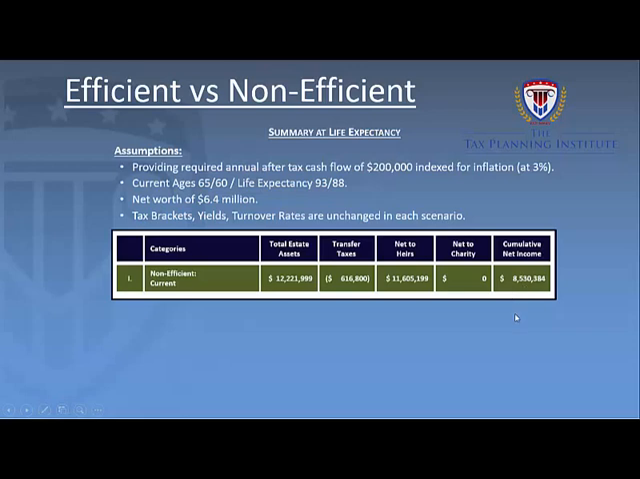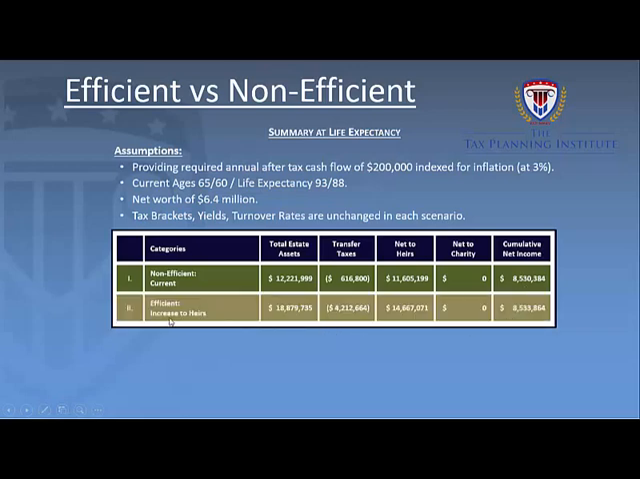That's our baseline. Well, what happens if we want to efficiently access the assets, draw the same $200,000 a year indexed for inflation, allow the investments to be identical, make no changes in tax brackets, no changes in yields, no changes in turnover rate, nothing changes. All they do is access them more efficiently.